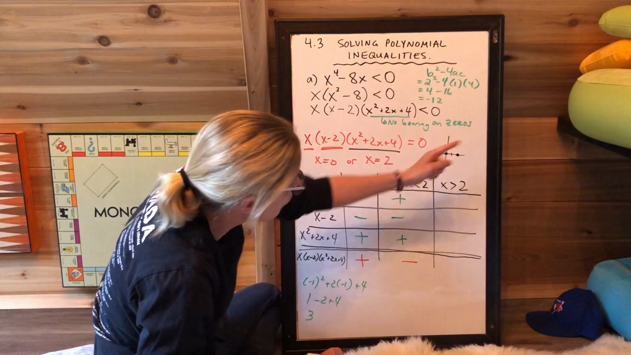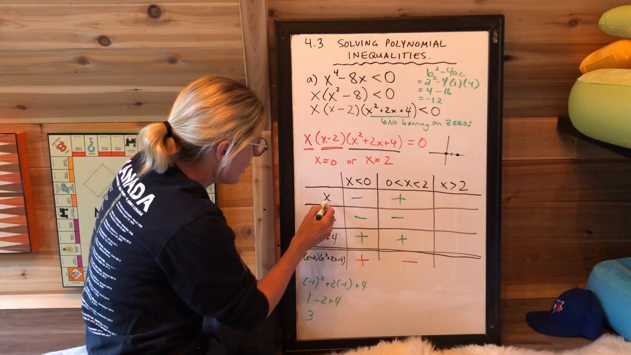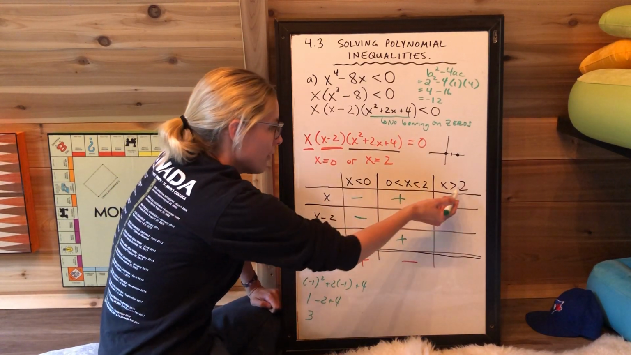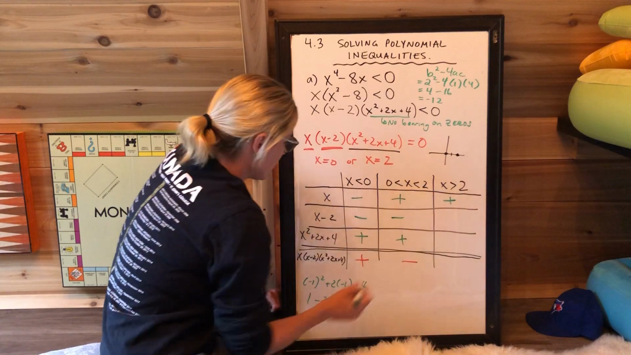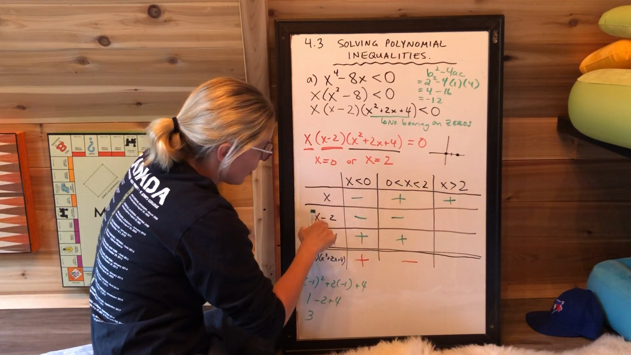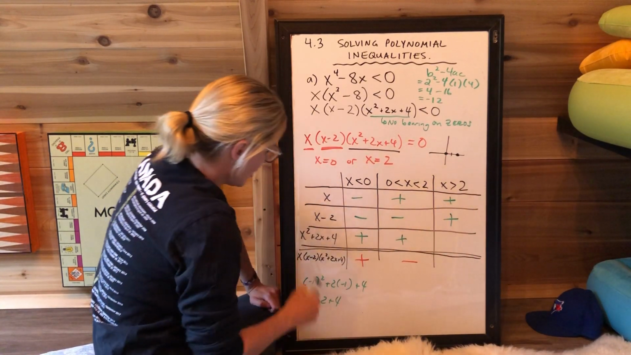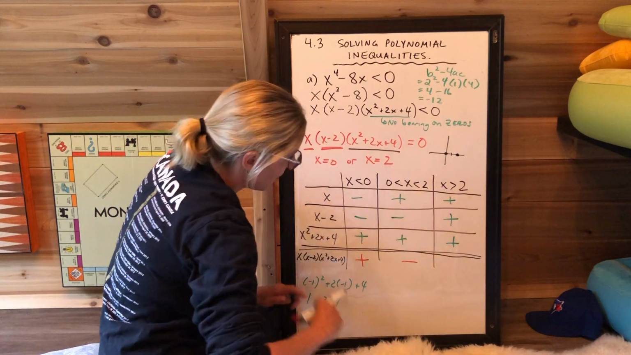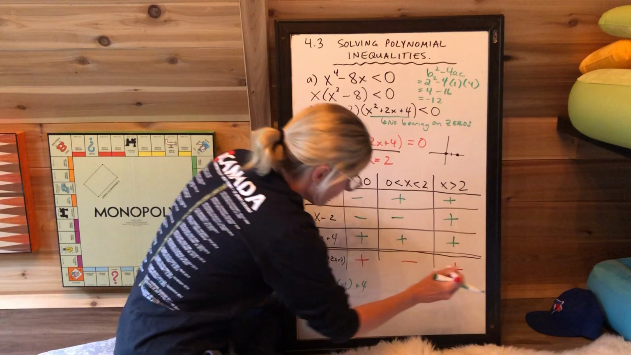Pick an x value greater than 2. An x value greater than 2 is something like 3. Put a 3 in here, obviously positive. Put a 3 in here, 3 minus 2 is 1, positive. Put a 3 in here, again, everything's already positive, stays positive, and my answer is a positive.